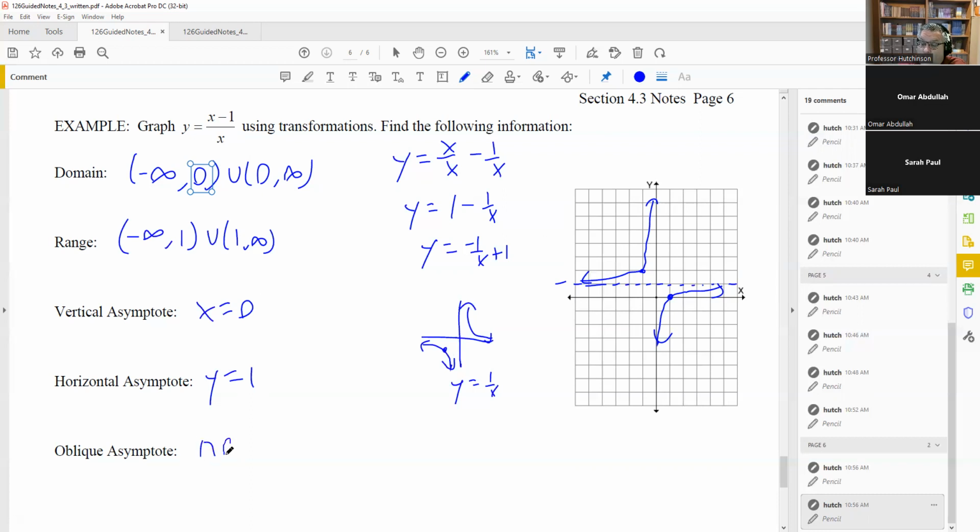For the oblique asymptote, we just have to put none. There's no oblique here because we don't have a slant anywhere that we see on that one. We had a horizontal asymptote, so if you have a horizontal, that means you don't have an oblique. Originally I didn't have all this extra information defined, but I wanted to go through all that for you, so that's why I changed up these notes to include that, since the homework does ask you for that as well.